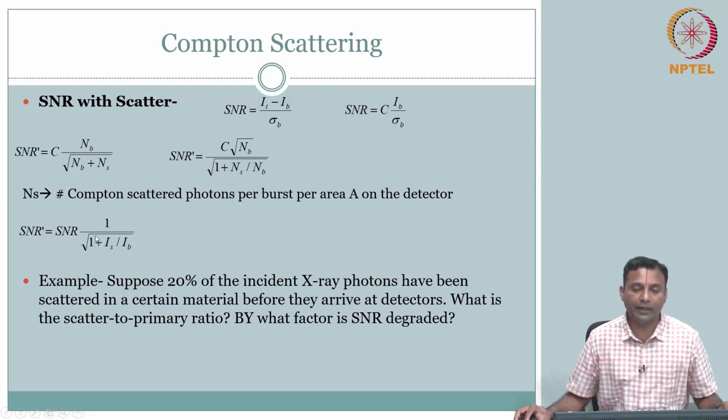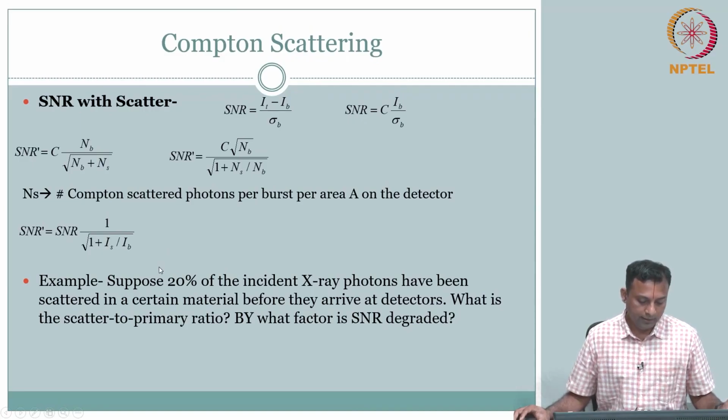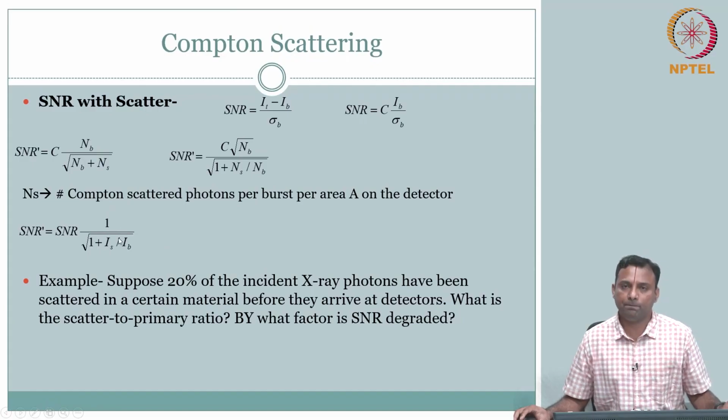So, this term goes greater than 1, and so 1 by square root of this, which is greater than 1. So, some factor less than 1. So, your SNR into a factor less than 1 is going to give your SNR dash. That means SNR dash is reduced. Okay. So this is an important aspect, right?